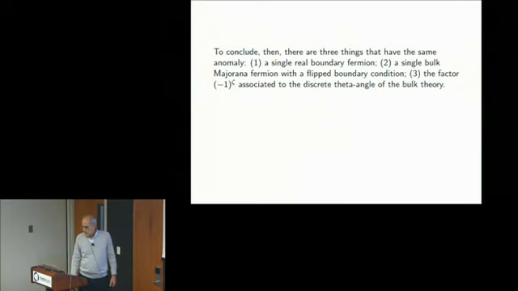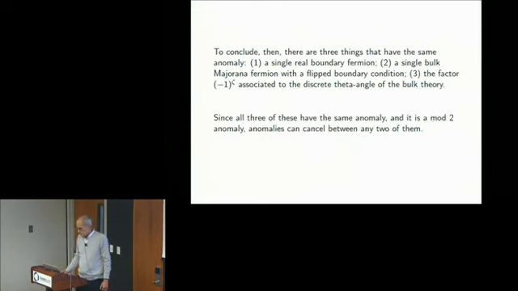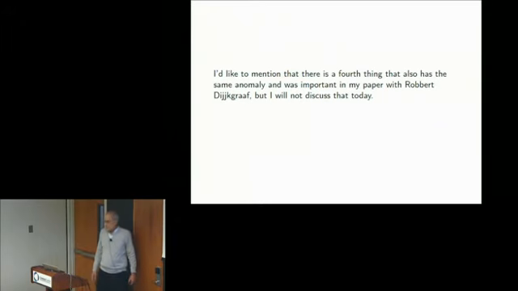So to conclude then, we've learned about three things that have the same anomaly: a single real boundary fermion, a single bulk Majorana fermion with a flipped boundary condition, and the factor of -1 to the zeta associated to the discrete theta angle of the bulk theory. Since all three of them have the same anomaly and it's a mod 2 anomaly, anomalies can cancel between any two of them, and we even arranged for that cancellation just now between number 1 and 3. Now, there's a fourth thing with the same anomaly that was important in my paper with Robert. I won't discuss it today, but it's the orientation bundle of moduli space.